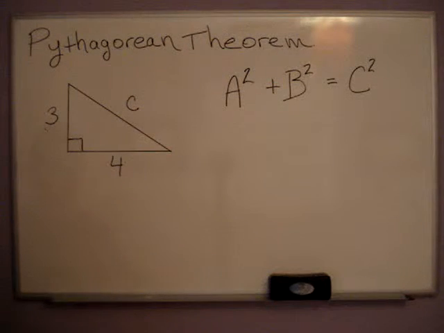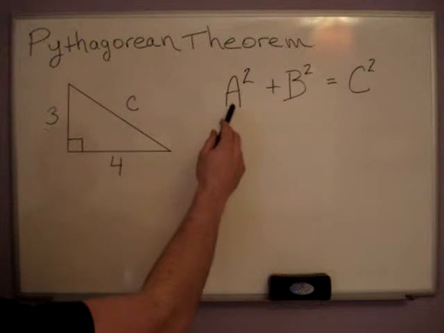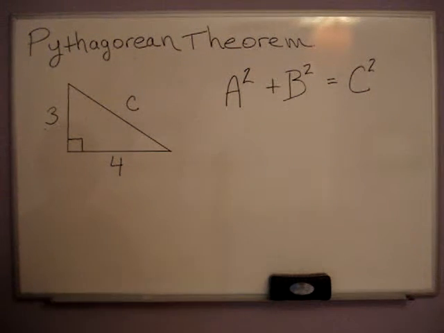Talk about the Pythagorean Theorem. It's a simple equation used on right triangles only, where two of the legs will be given and you're trying to find that third side. The equation is simply a squared plus b squared equals c squared.